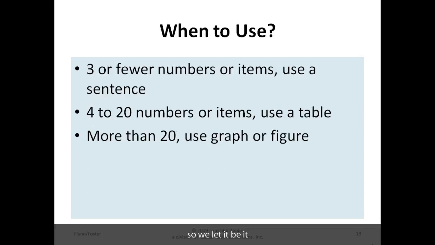So when do you use what? If you have 3 or fewer numbers or items, you should use a sentence and write it in text. When you have 4 to 20 numbers or items, you use a table. And when you have more than 20 numbers or items, you use a graph or a figure. If you want to see an example of a figure, you can refer to page 233, figure 11.8.